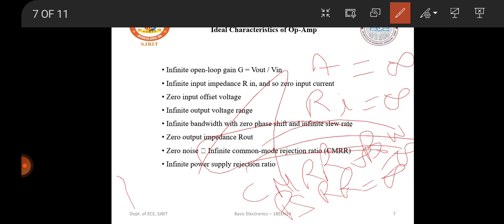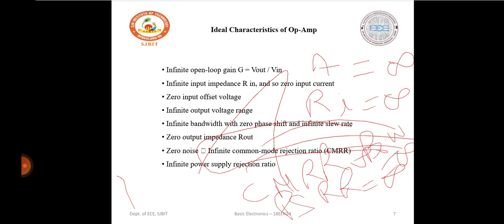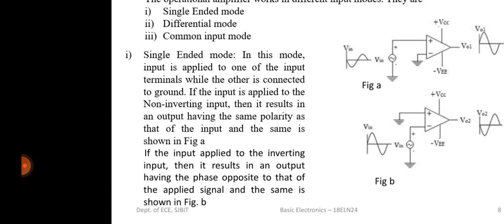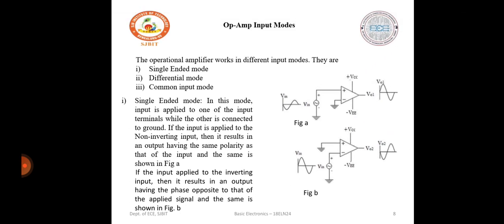So this is about the ideal characteristic of an operational amplifier. Now let us have a look into the operational amplifier input modes. An op-amp consists of two input terminals: one is an inverting terminal and the other one is a non-inverting terminal.